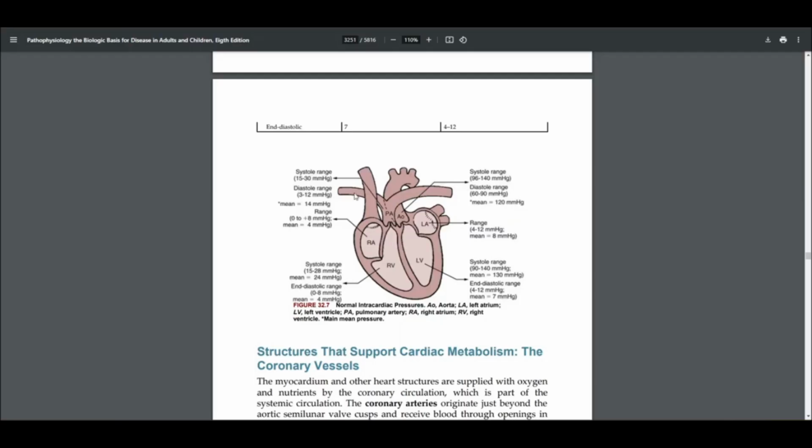So again, the right side is much lower due to the fact that its only resistance is our pulmonary arteries and veins and your pulmonary circulation. That's all that's preventing this pressure. Whereas on the left side, everything that's being oxygenated, your liver, kidneys, digestive system, your feet, your arms, your brain, everything else is providing the resistance on that left side.